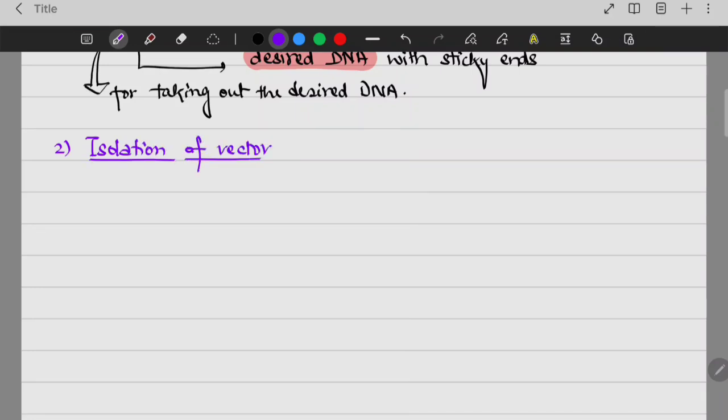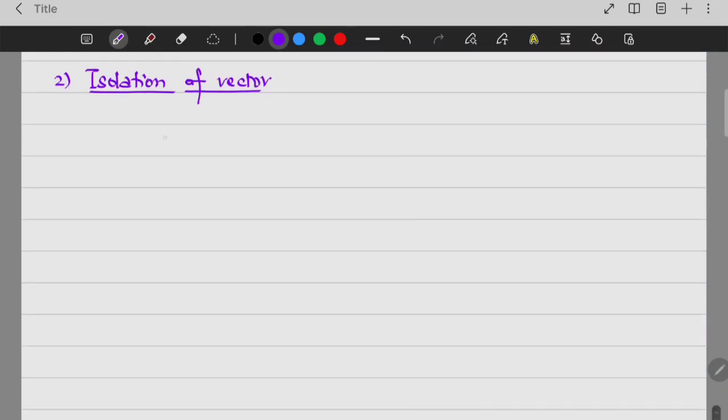Isolation of vector. Now this vector is very much required for the attachment of the desired DNA and transferring it to the host cell. Without the vector, the desired DNA can't be taken by the host cell, and the desired DNA will die off or it will be destroyed. Generally vectors are of different types. I should first explain to you the types of vectors and their properties.